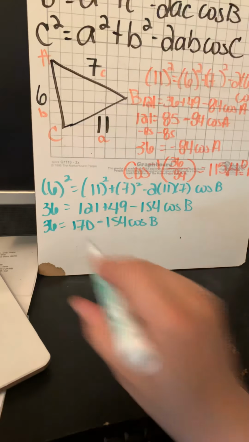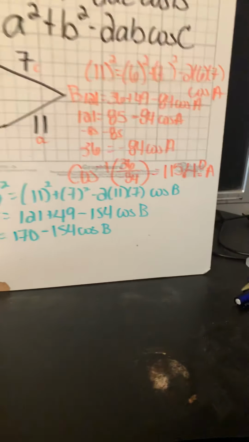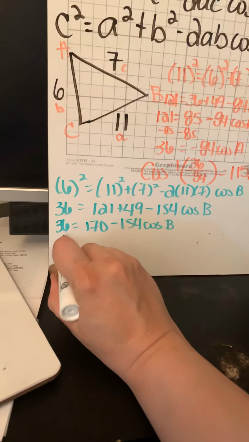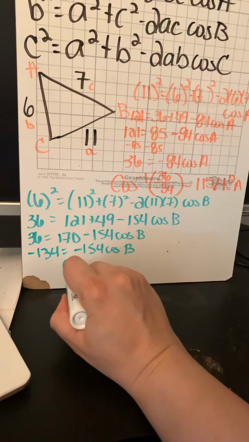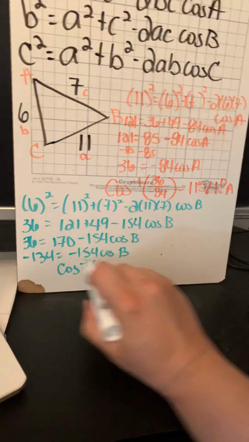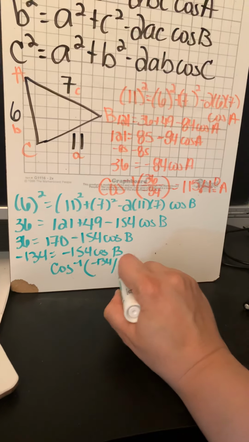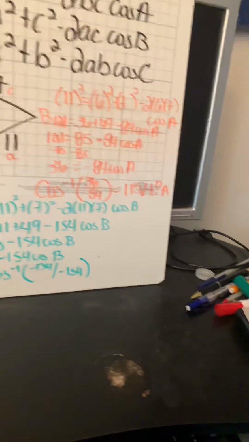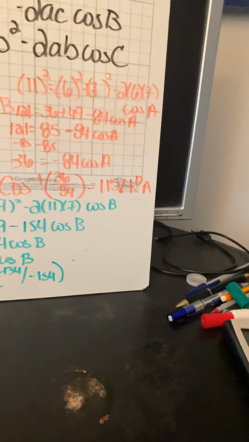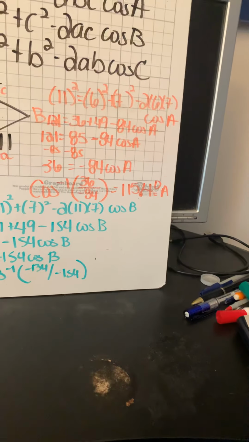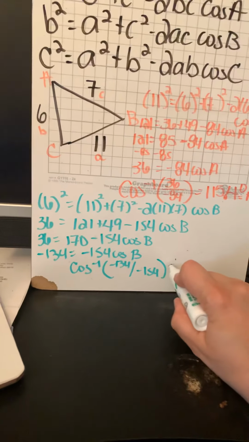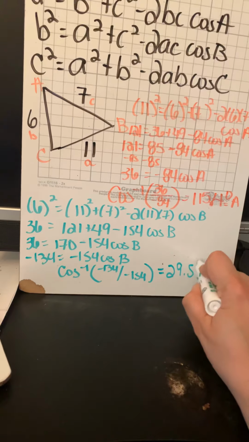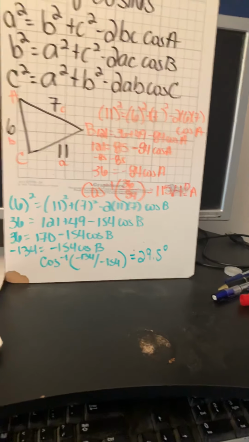And then subtract your 170 over. You get a negative 134 equals negative 154 cosine big B. And then one simple cosine inverse of this, negative 134 over negative 154. And you can go ahead and just do it as a positive because two negatives are a positive. So I end up getting 29.5 degrees.